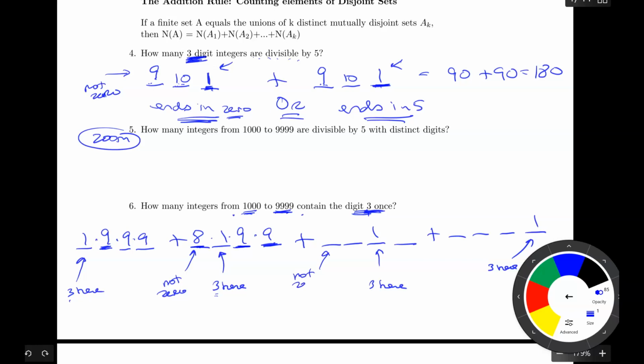All right. Again, can't have 0 here, and we can't have the 3, so there's 8 choices, and then there's 9 choices for the other 2 digits. Same here, not 0 here, so that's 8 choices and then 9 choices for the other digits. Little tricky, but I think you're up for it.